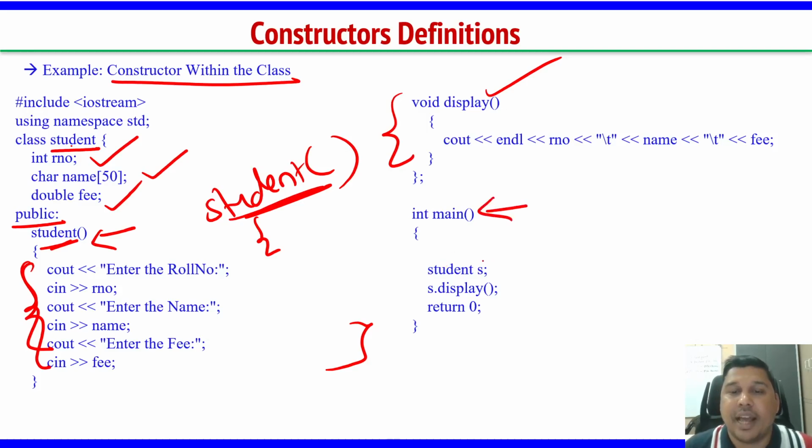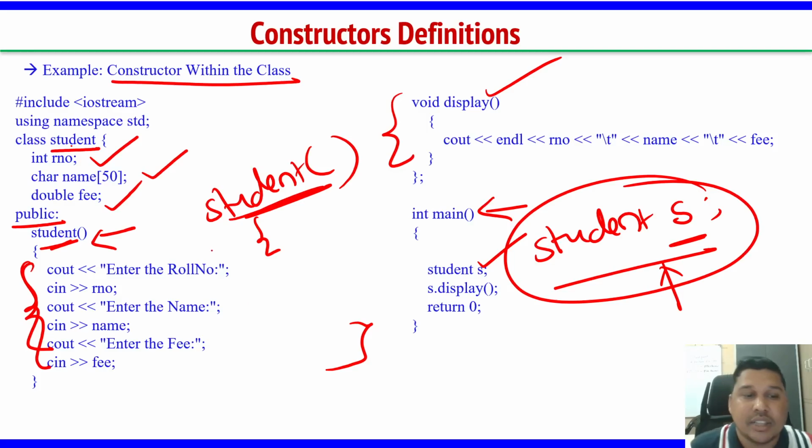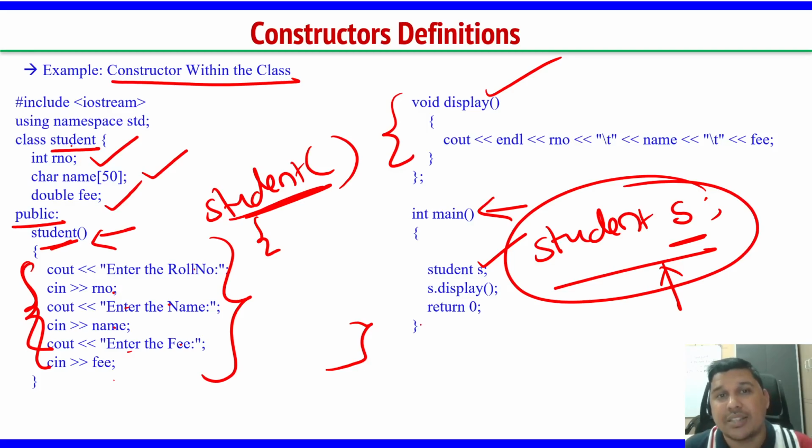See, in int main, I am creating an object yes for this student class. As soon as you execute the program and this line is executed, this function is invoked. This default constructor is invoked. So it asks to enter the roll number, takes the roll number, enter the name, takes the name, enter the fee, takes the fee. These operations are performed. You execute and you can see that it is asking these three things. You are not calling it specially, it is called by default when you are creating an object for that class.